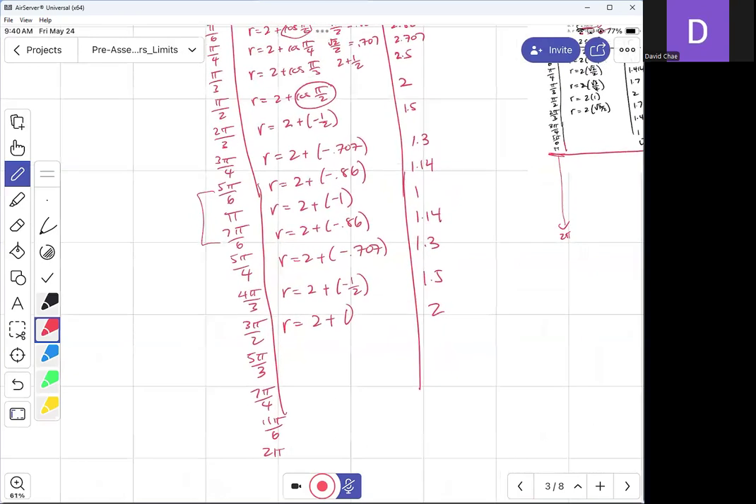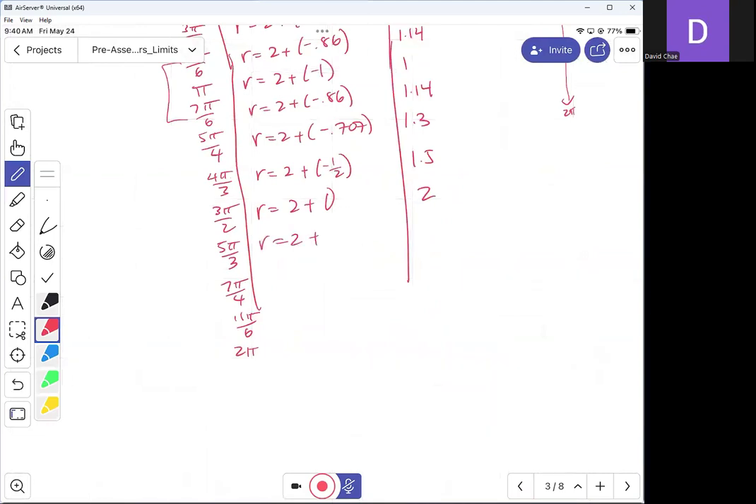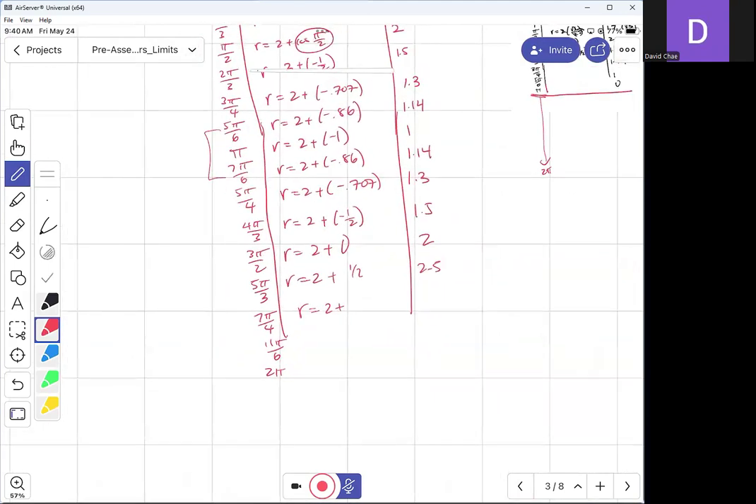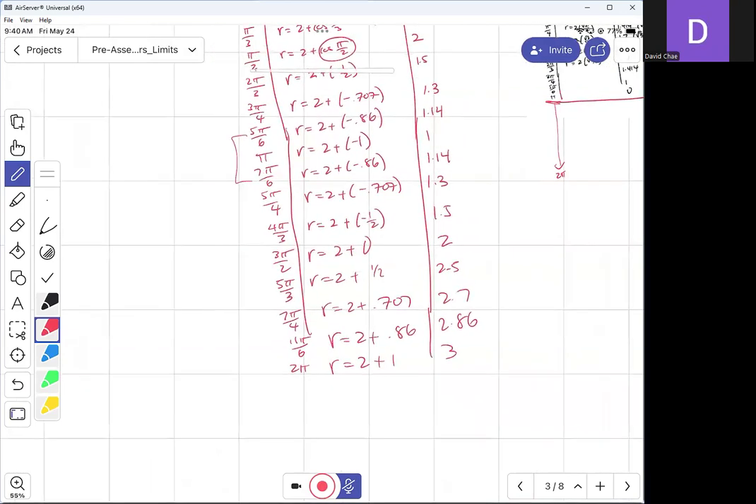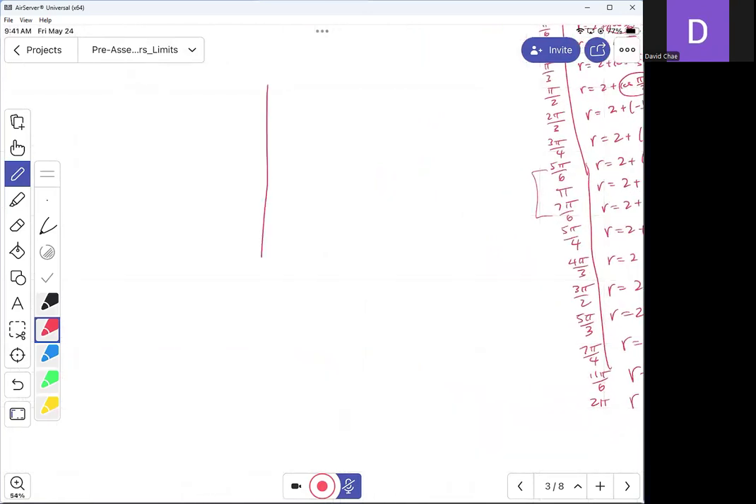Right? All right, and then let's keep going. 5 pi over 3, so r is equal to 2 plus 1/2, that's 2.5. Then r is equal to 2 plus 0.707, so that's 2.7, and r is equal to 2 plus 0.86, which is 2.86. And then r is equal to 2 plus 1, which is 3. All right, so now let's graph this, and then I have to get going.